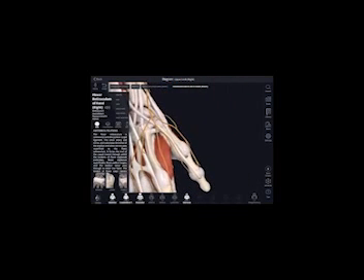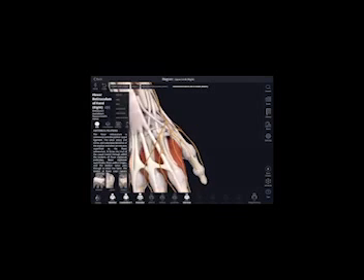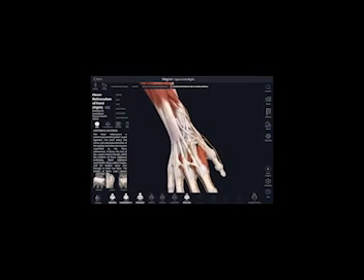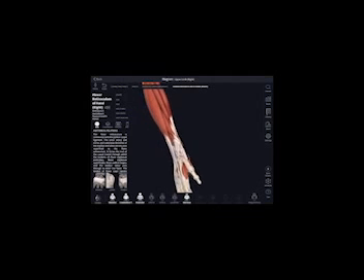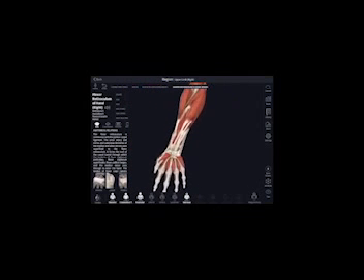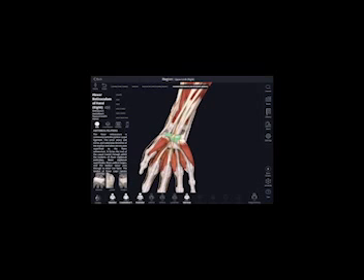The radial nerve comes down and innervates all the cutaneous structures on the back of the hand, but does not innervate the intrinsic muscles of the hand. And the ulnar nerve's innervation to specific intrinsic musculature will be gone over next week.